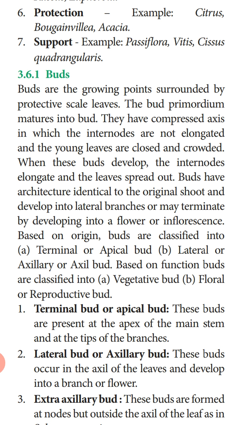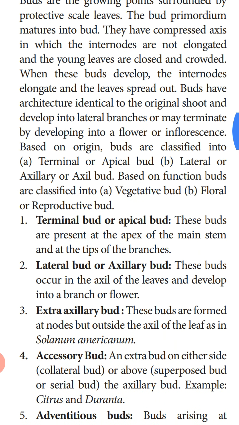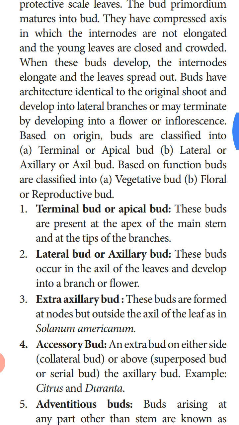The first one is the terminal bud. A terminal bud is the bud which is present at the tip. These buds are present on the apex, which means at the tip of the main stem and at the tips of the branches. So these apical or terminal buds are present at the tip of the stem or at the tip of the branches. They help in the elongation of the stem or of the branches.